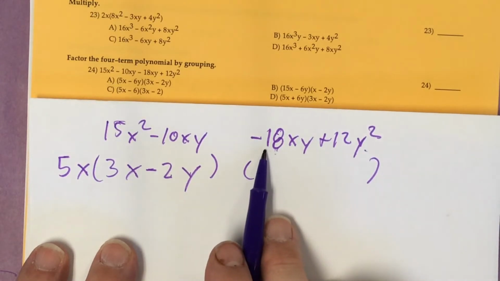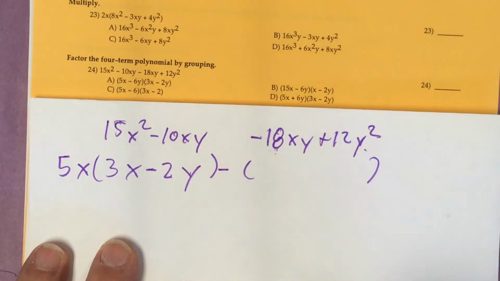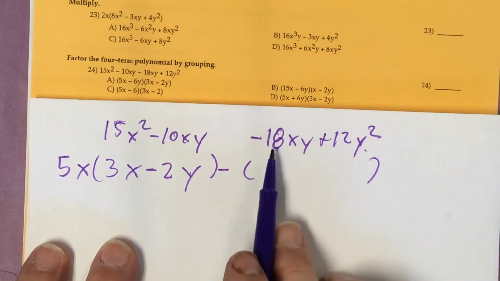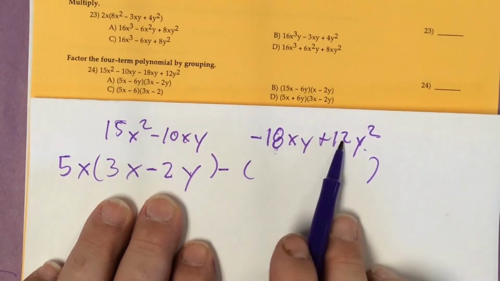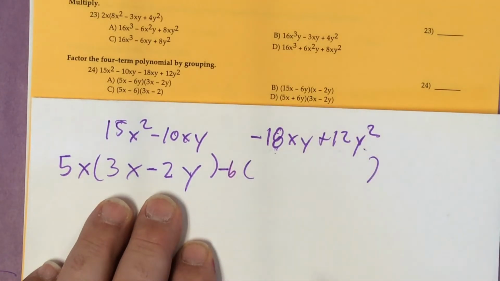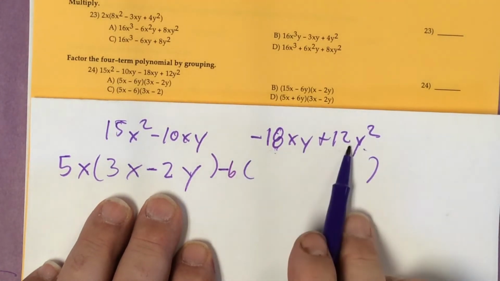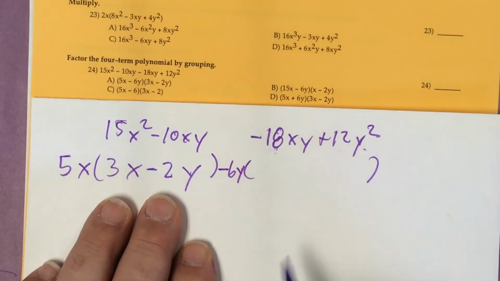If I begin with a negative here, I need to factor out a negative. So that's going to make this positive here and negative here, which makes sense with what we have over here. For 18 and 12, the greatest common factor is 6. So I can factor a 6 out. And for y and y squared, that's going to be a y.